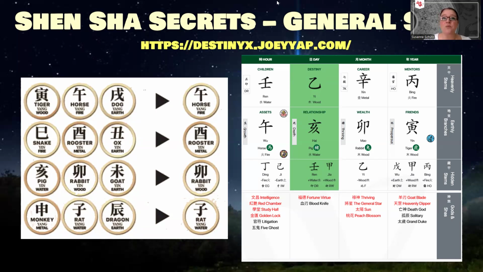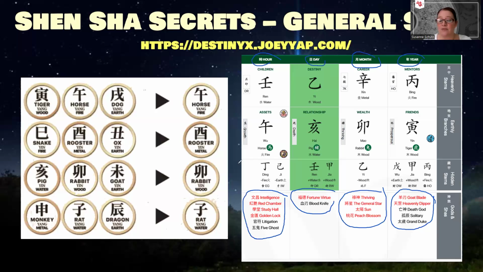Once you've plotted your chart, you will get something like what you see here on the screen. With this particular plotter, the good thing is that you have all the auxiliary stars listed underneath each pillar. So here in the year pillar, these are all the Shen Sha in the year pillar. Here's the month pillar, these are all the Shen Sha or auxiliary stars in the month pillar. Day pillar, we've got those. And then the hour pillar, we have these Shen Sha or auxiliary stars. They're all nicely listed there.